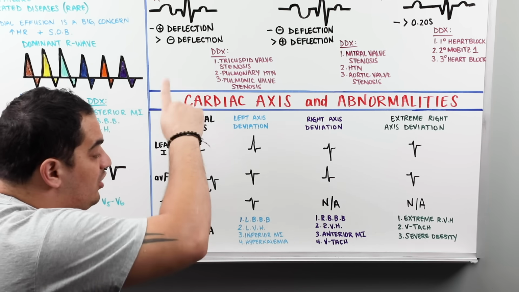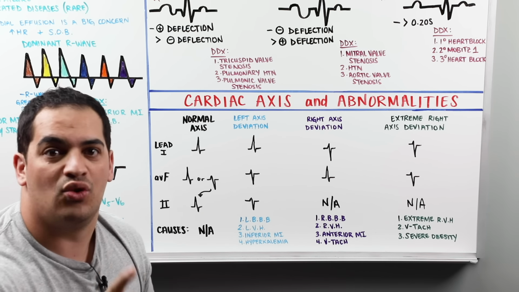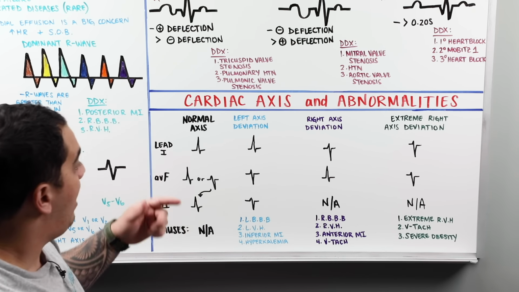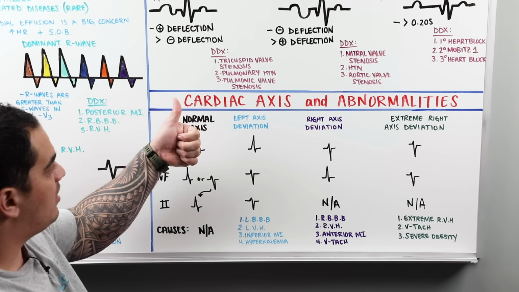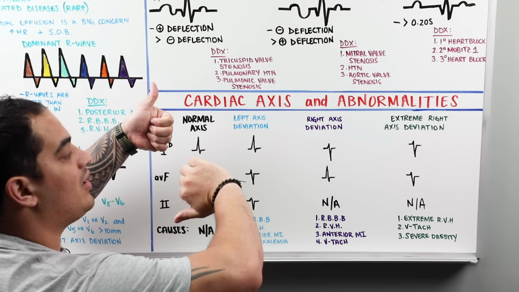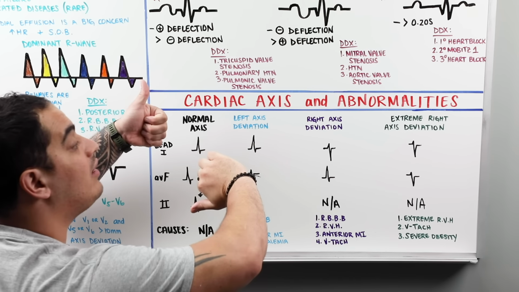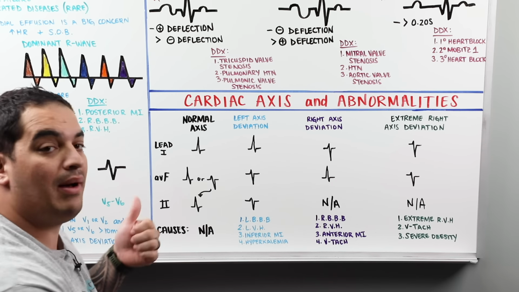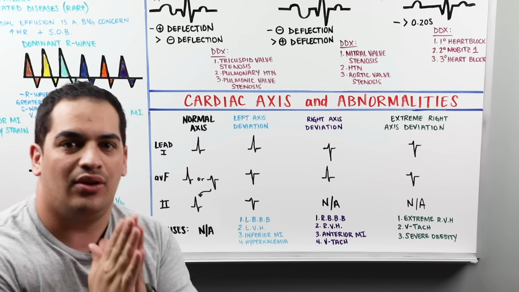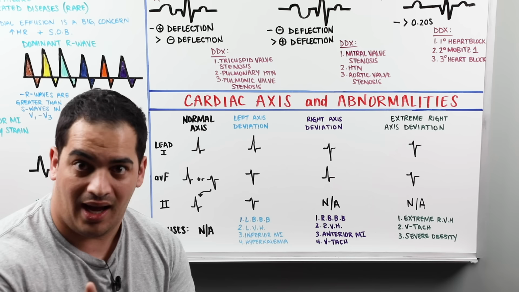If the R wave in lead 2 is upright, then it is a normal axis. So to recap that part, if you have a positive deflection in lead 1 and a negative deflection in AVF, you check lead 2, and lead 2 has a positive deflection. It is a normal axis, okay?